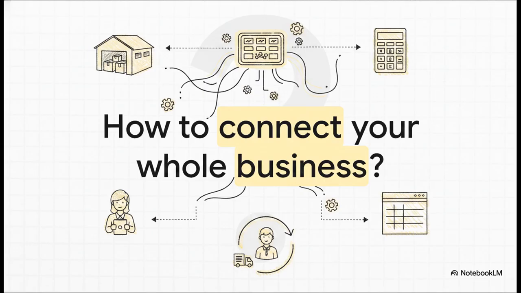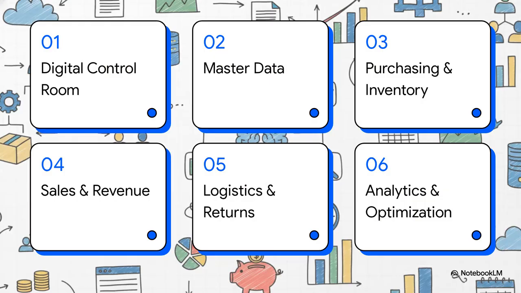But what if you had an ultimate digital control room? Literally a single unified workspace tracking every single detail, from the moment a product gets ordered from a supplier, right up to the second it's delivered to a happy customer. To show you exactly how this works, we're going to follow a product through its entire life cycle today.